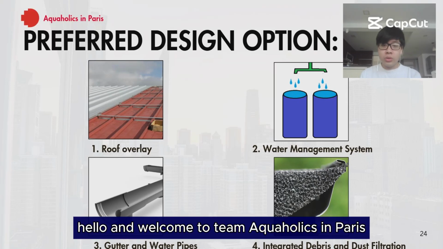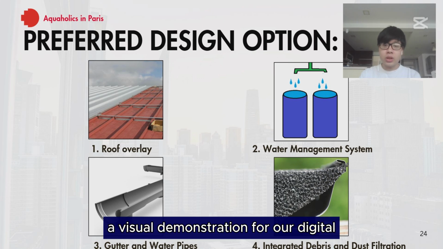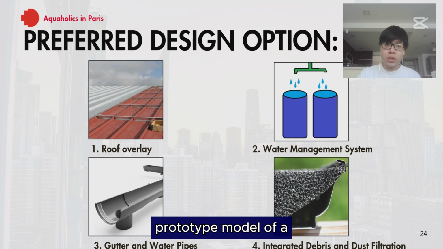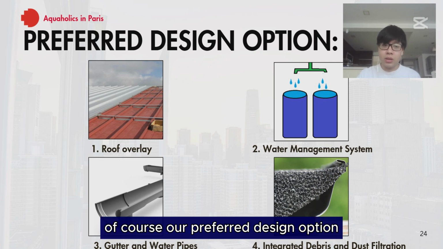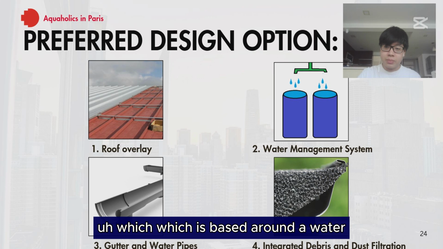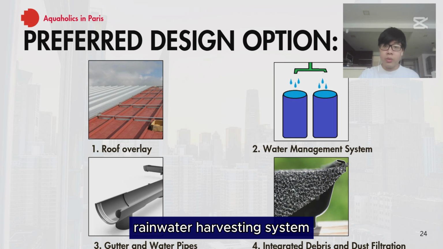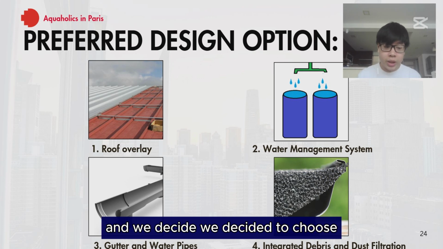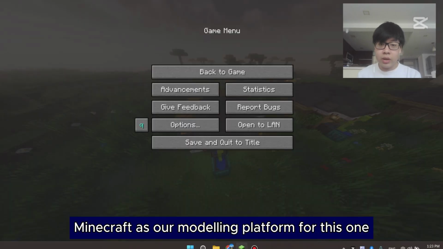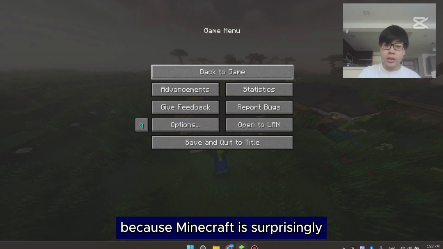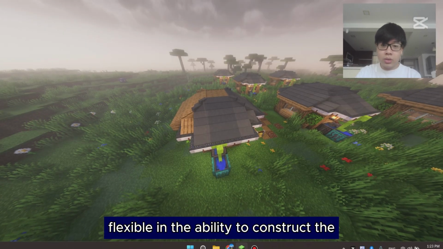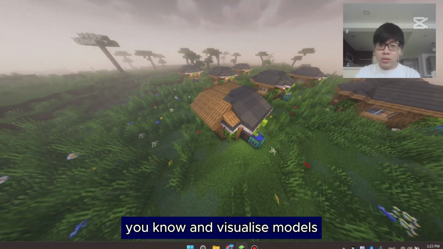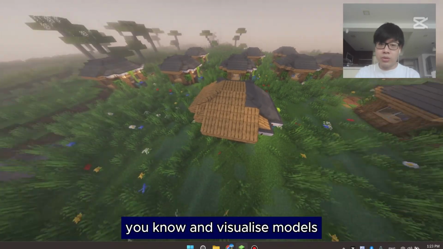Hello and welcome to Team Aquaholics in Paris, a visual demonstration of our digital prototype model of our preferred design option, which is based around a rainwater harvesting system. We decided to choose Minecraft as our modeling platform because Minecraft is surprisingly flexible in its ability to construct and visualize models.